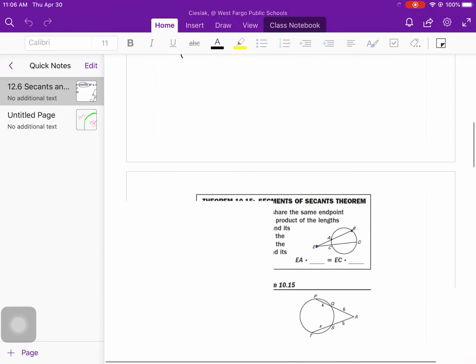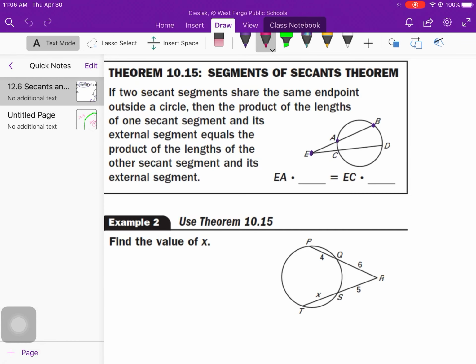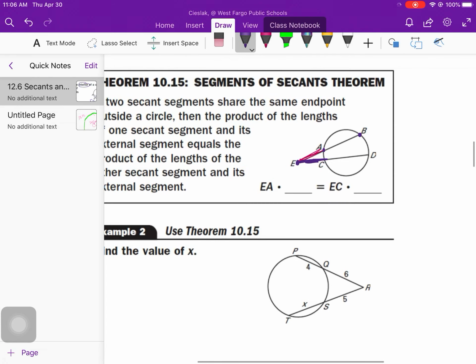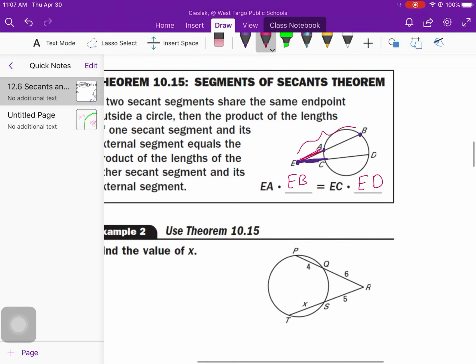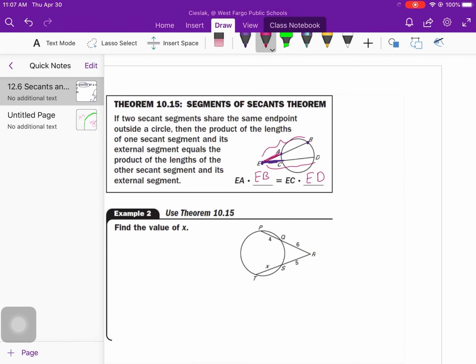There we go. Okay, so for my external segments, like I said, we've got this one and this one. The theorem says the whole segment times the external segment. So this whole segment right here is going to be EA times EB is equal to EC, my external segment, times the whole thing, which is ED, that entire piece. So you can think of this one as outside piece times whole is equal to, same thing, outside piece times whole.